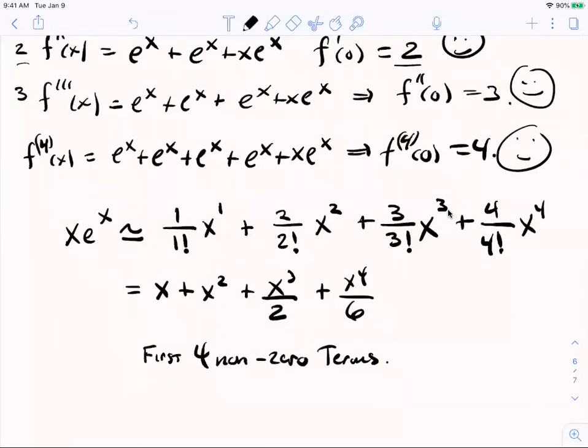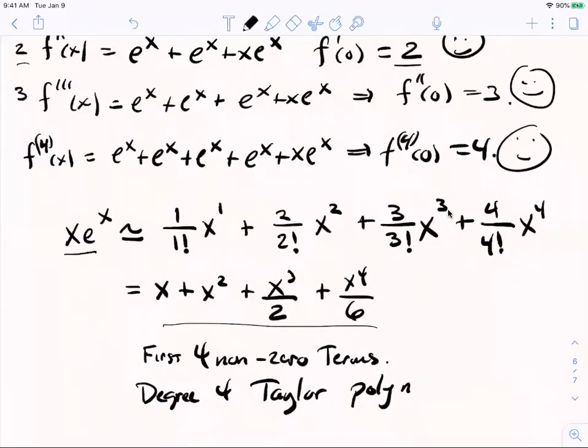If you plotted this function, x e to the x, and then you plotted those 4 terms near the center, near x equals 0, those graphs will be very close to each other. They're going to have the same value, the same tangent slope, the same concavity, the same third derivative, and the same fourth derivative. So they're a very, very close approximation. This thing is sometimes called a degree 4 Taylor polynomial. A polynomial is not an infinite sum, it's a finite sum. So I've cut the Taylor series off at n equal 4, so I get a Taylor polynomial.